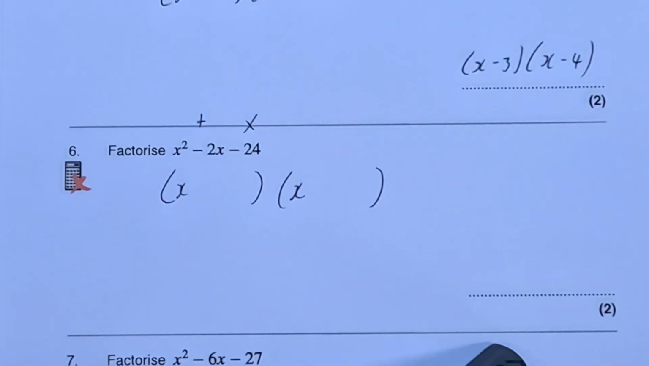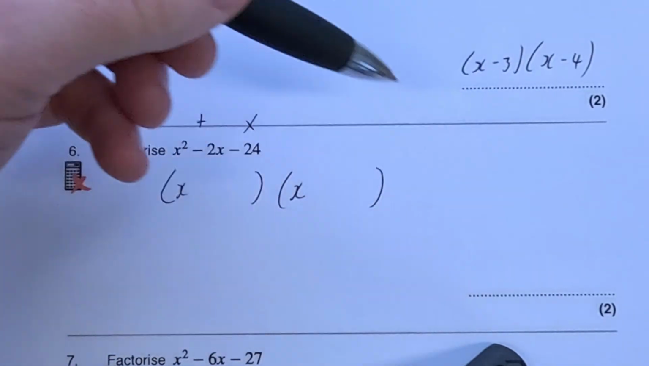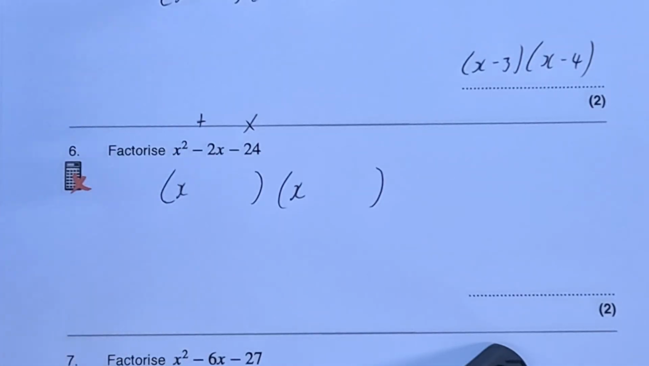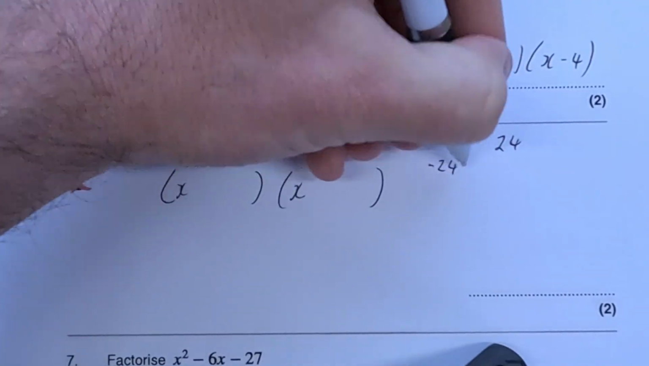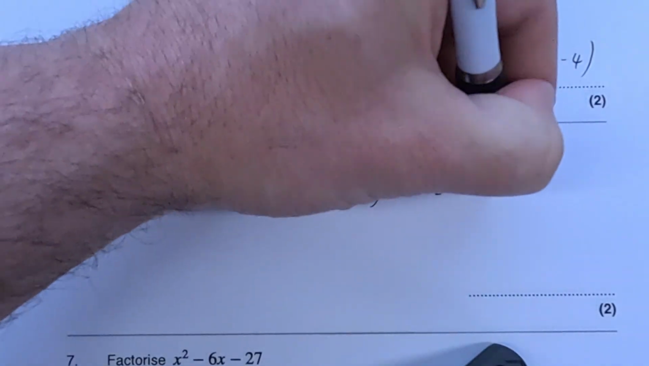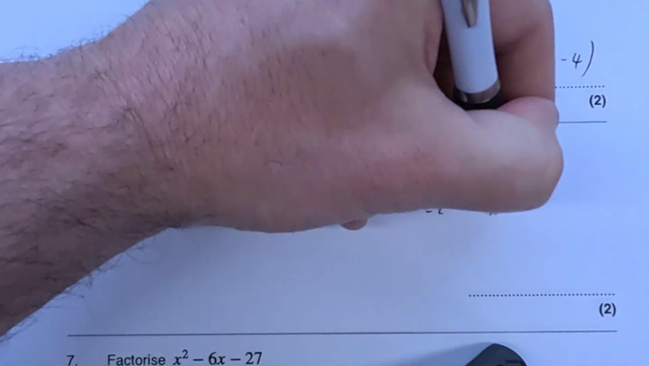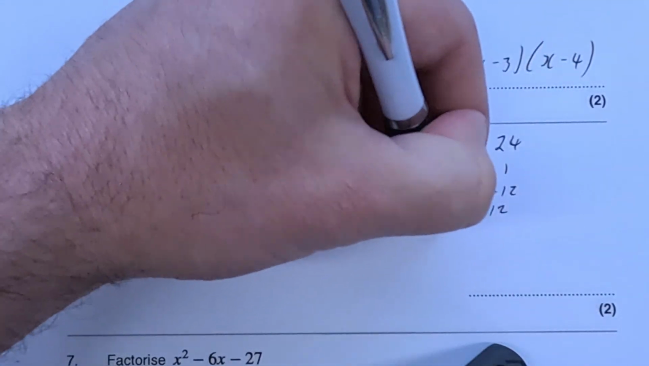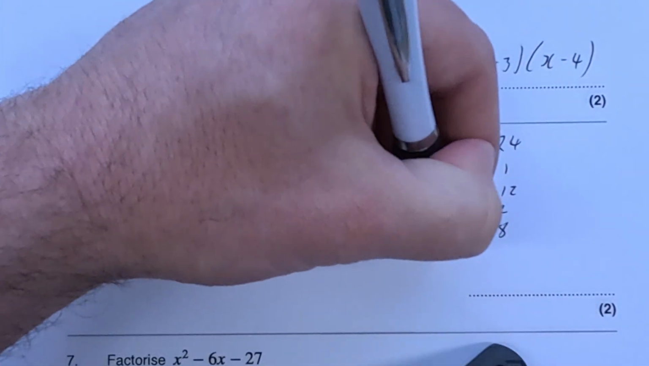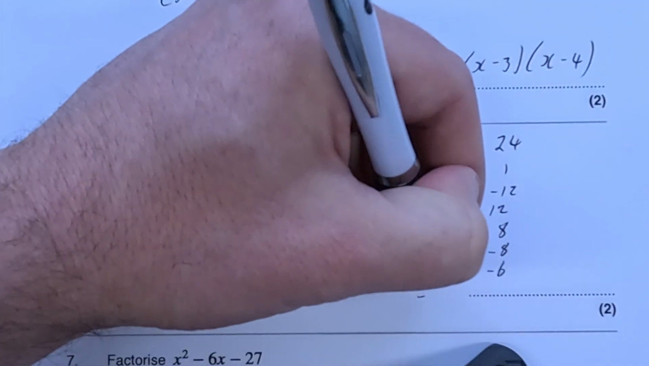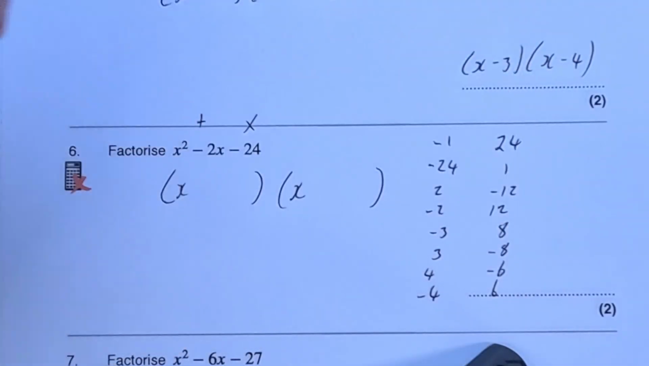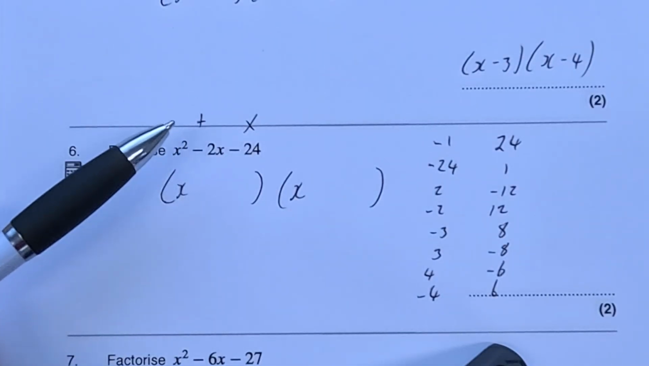Now, normally I just work this out in my head, but what I'm going to do is write down some options of numbers that times together to be minus 24. So we could have minus 1 and 24. We could have minus 24 and 1. We could have 2 and minus 12. We could have minus 2 and 12. We could have minus 3 and 8. We could have 3 and minus 8. We could have 4 and minus 6. We could have minus 4 and 6, and so on. So we've got lots of options there. And we're looking for the ones that times together to be minus 24. Well, all of those do, but they need to add together to be minus 2.